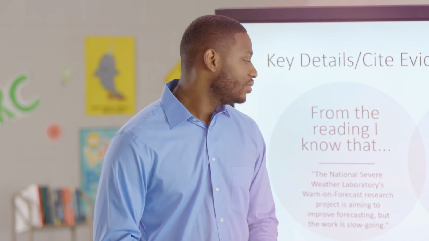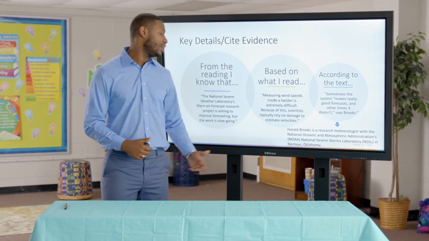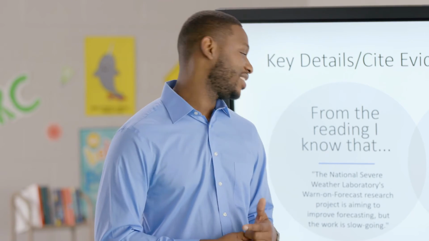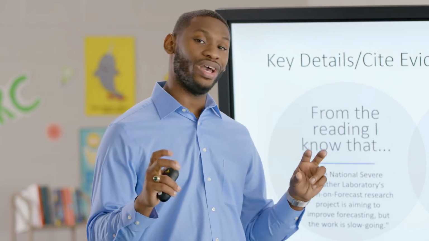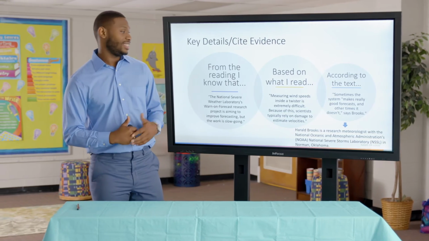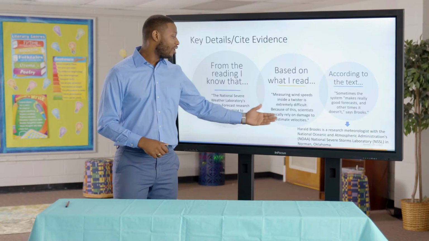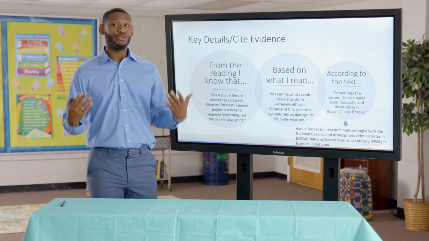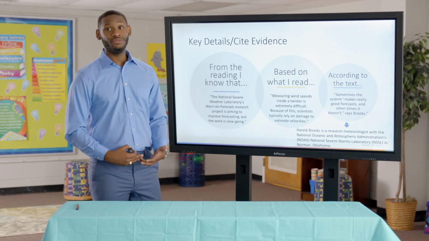According to the text, sometimes the system makes really good forecasts, and other times it doesn't, says Brooks. Now, I know you're probably saying, who is Brooks, right? Notice I put down here a caption of who he actually is and how Brooks is a research meteorologist with the National Oceanic Atmospheric Administration's, NOAA, National Severe Storms Laboratory, NSSL, in Norman, Oklahoma. So what I did here is I referenced this guy, and he is a credible source. He has so many credentials, and anyone who doesn't believe what he says is probably crazy.